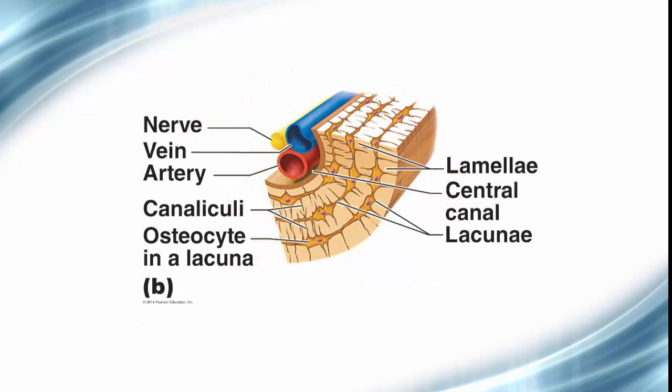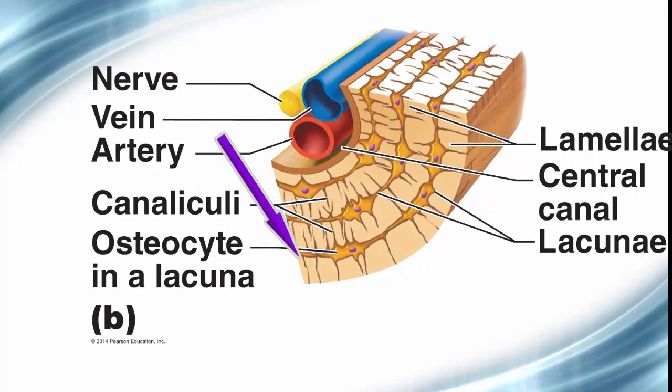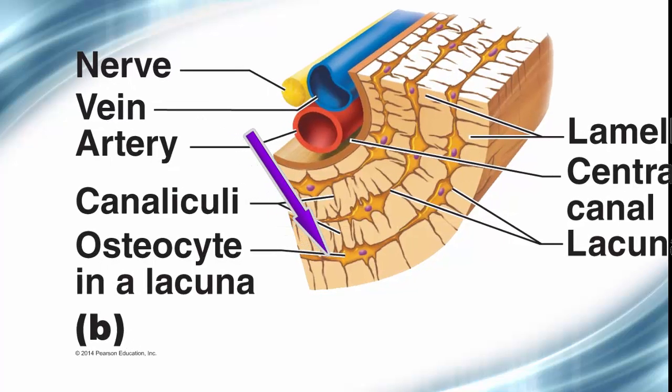Taking a look at a higher magnification, we're going to be looking at one osteon now. Starting at the central canal, we can see the artery, the vein, and the nerve. And we can also see the concentric rings, the concentric lamella of bone. And living in between the lamella, we see the residents of bone, the osteocytes.